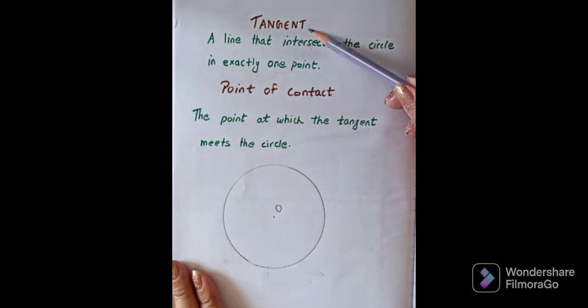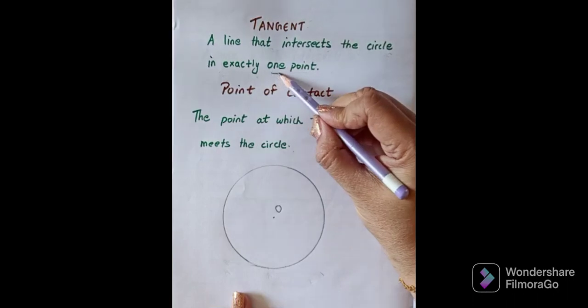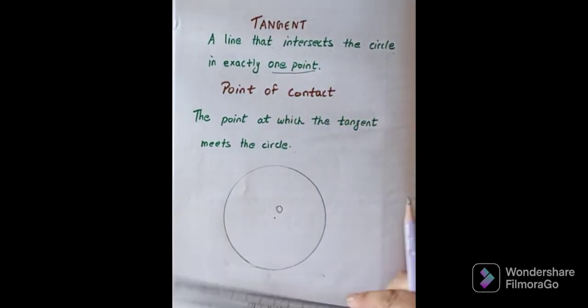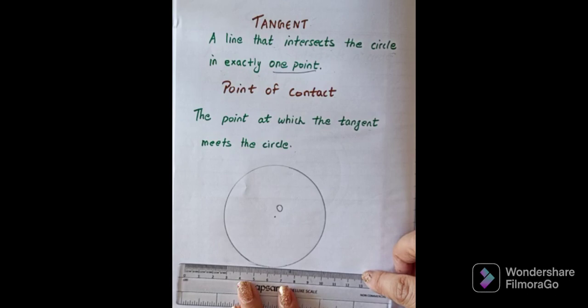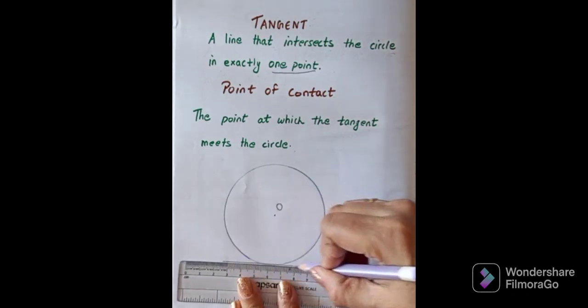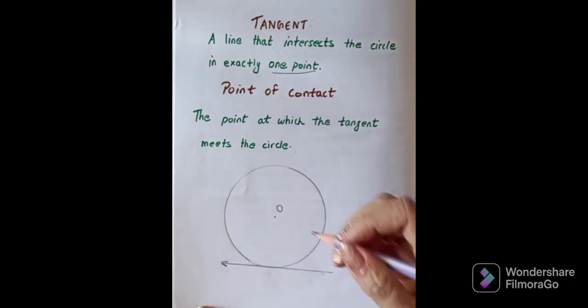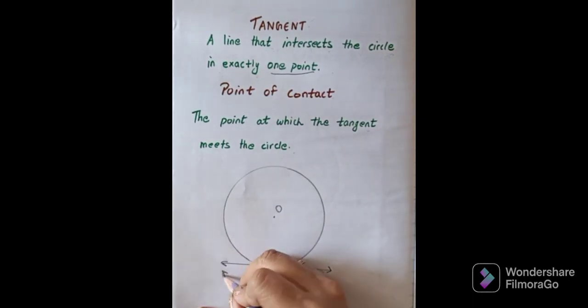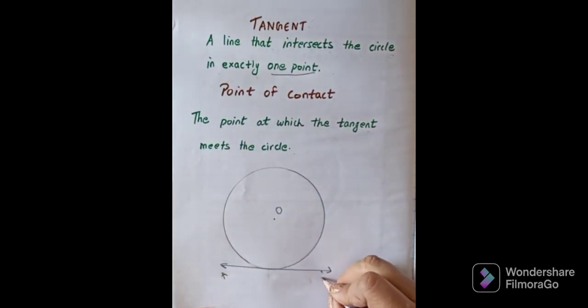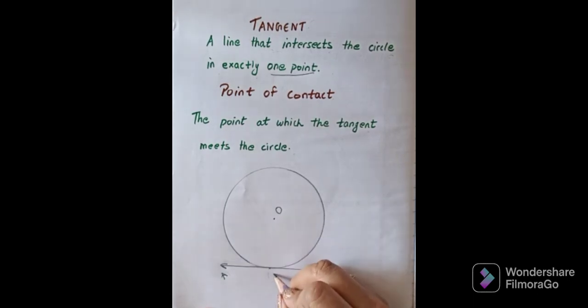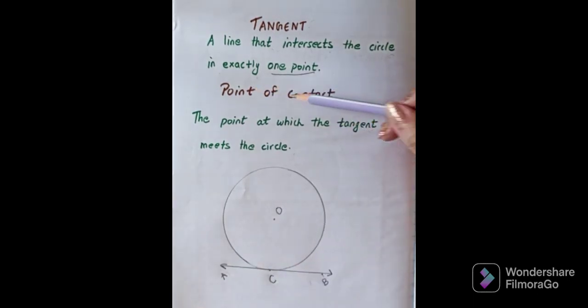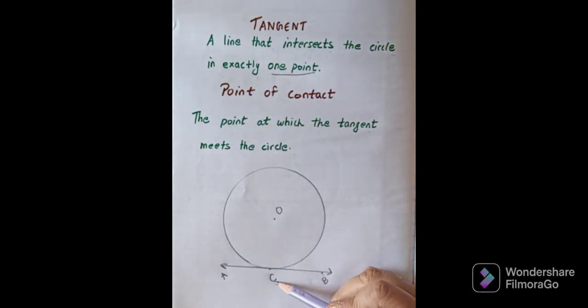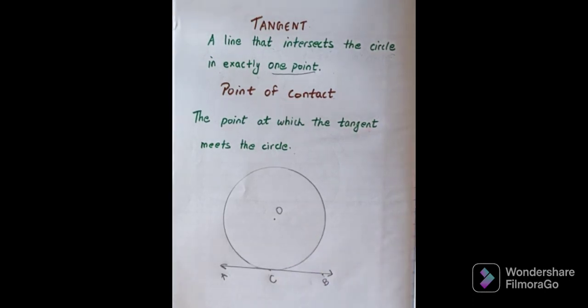Next term is tangent, a line that intersects the circle in exactly one point. So you have to know that a tangent intersects the circle at exactly one point, not more than one point. So I am drawing a line. This is outside the circle. I am naming it AB and it is intersecting the circle at point C. So C is the point of contact, the point at which the tangent meets the circle. So here C is meeting the circle. So C is the point of contact.